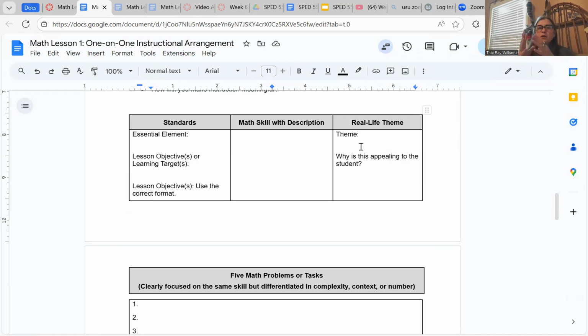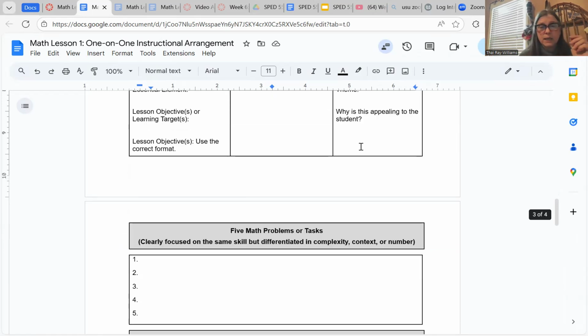How would you describe it if you were telling a parent what you were working on? And then you need to have a real life theme. And this real life theme needs to be something that is motivating and of high interest to your student. So you're going to have to tell me why it is appealing. For example, if you chose Pokemon, why is Pokemon appealing to the student? Because they play it every day, because it's their favorite game, or because they just went to the Pokemon movie and so it's on their mind and they're talking about it all the time.